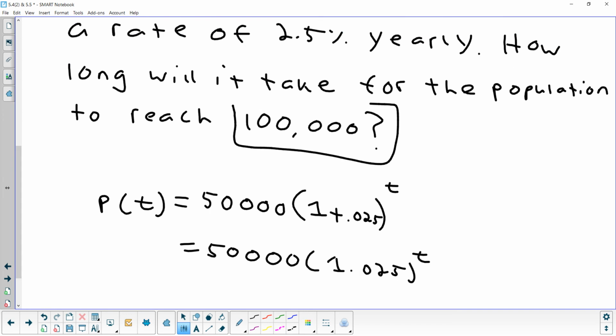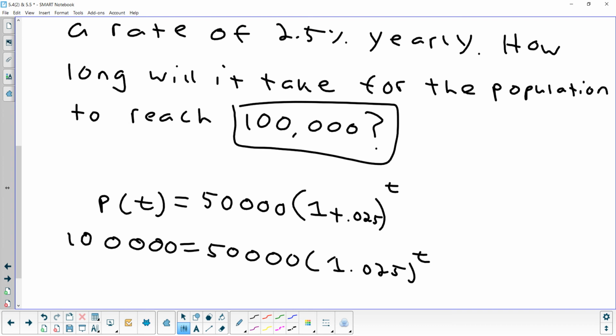And they want to know when we are going to reach 100,000. So where would that 100,000 go? P of t or t? Which one would it go in for? P of t. Yeah, it's going to go in for P of t because that's a population. It's not a time. It's not 100,000 years. That's 100,000 people.